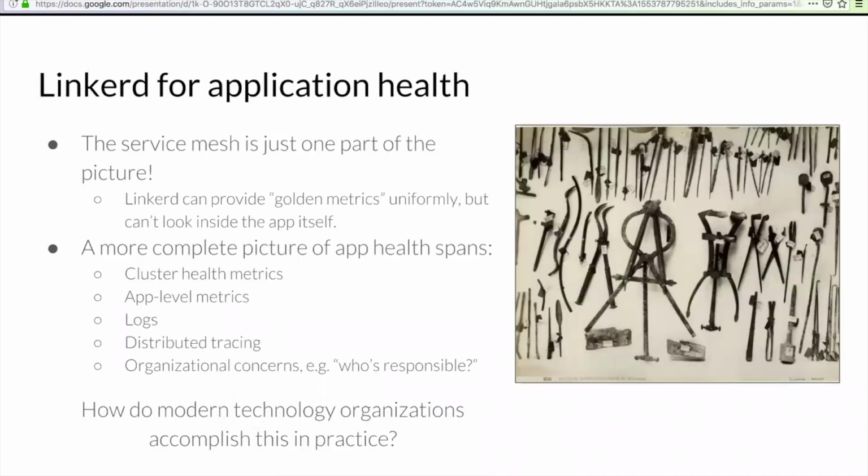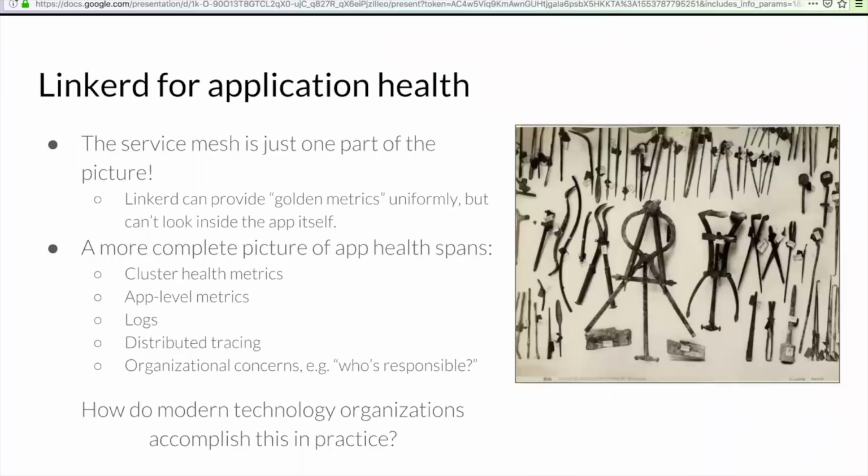So let's dive a little bit into application health. And to make everyone feel comfortable, I put some surgical instruments from ancient Rome in here, critical to maintaining your own health. So like I said, Linkerd is just one part of the picture. We can provide golden metrics. Typically with golden metrics, we mean things like success rates and request volumes and latency distributions, right? And Linkerd can describe those metrics to you, and those are kind of top line metrics when you're thinking about the health of an individual service or application.